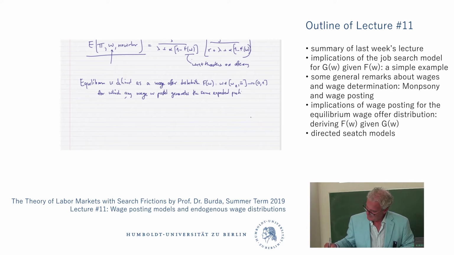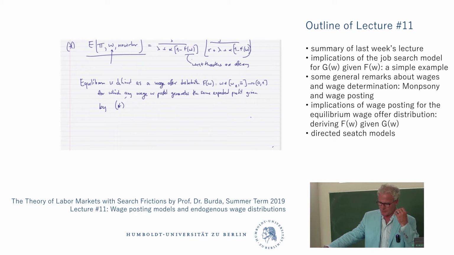Given by the expression star, which is this. Okay. So it's kind of like a boundary condition. We're just going to think of this as defining some function. Now we're just going to put some conditions on it. We're going to put an endpoint condition, and we're going to put a condition that the change of profit for any given point is equal to zero.